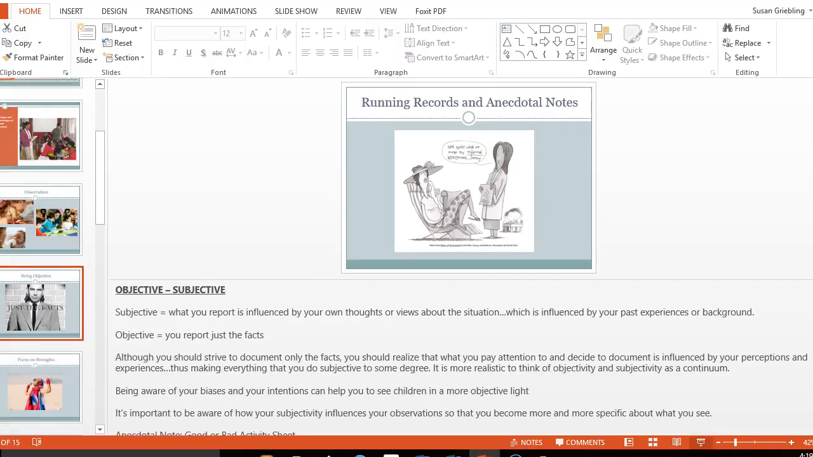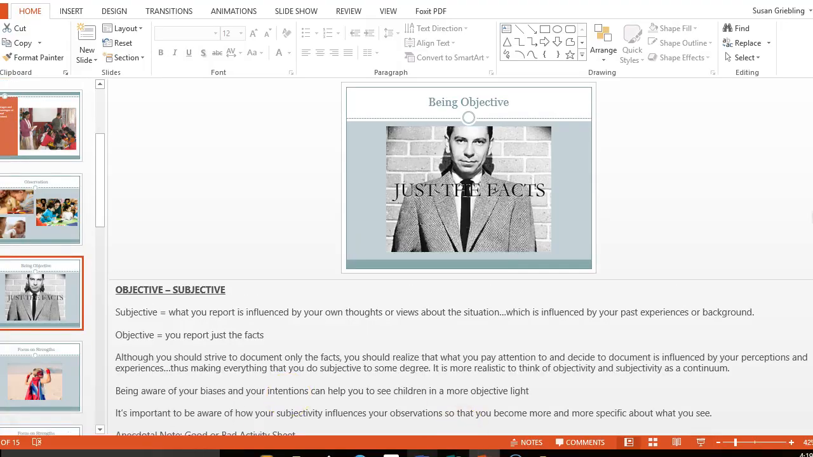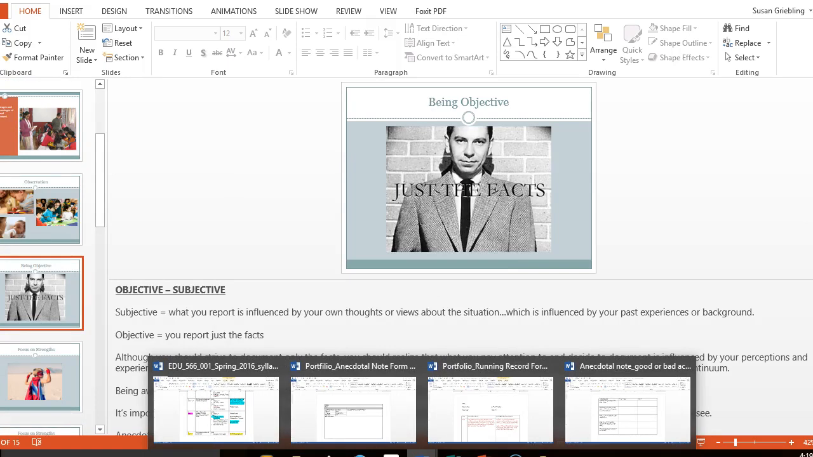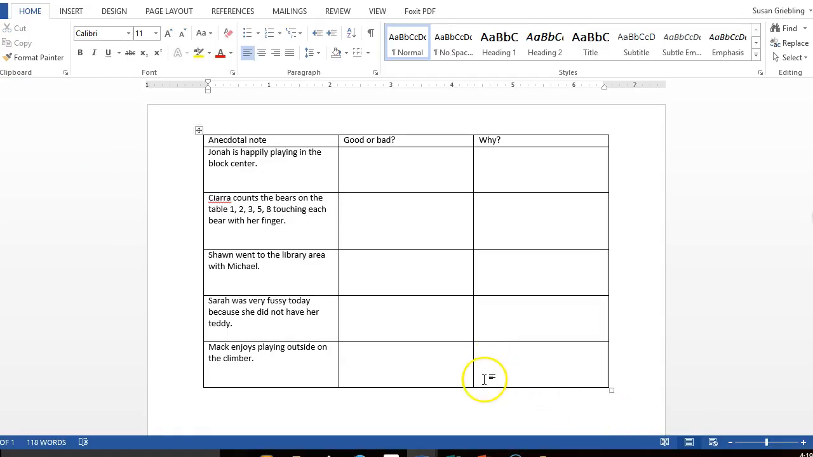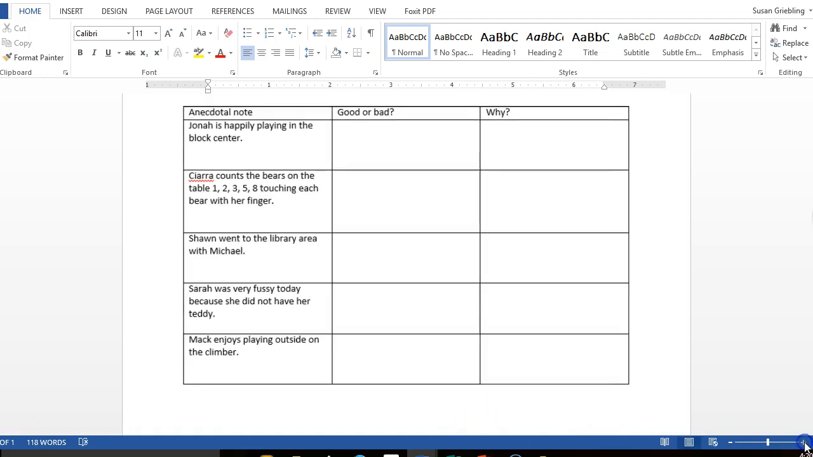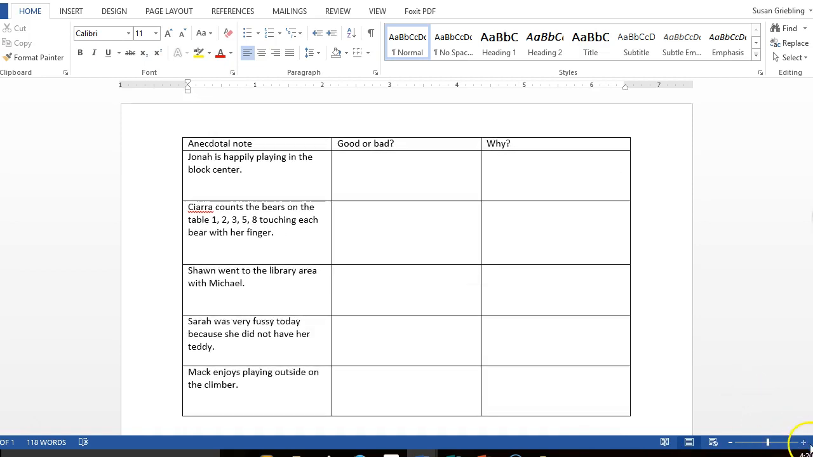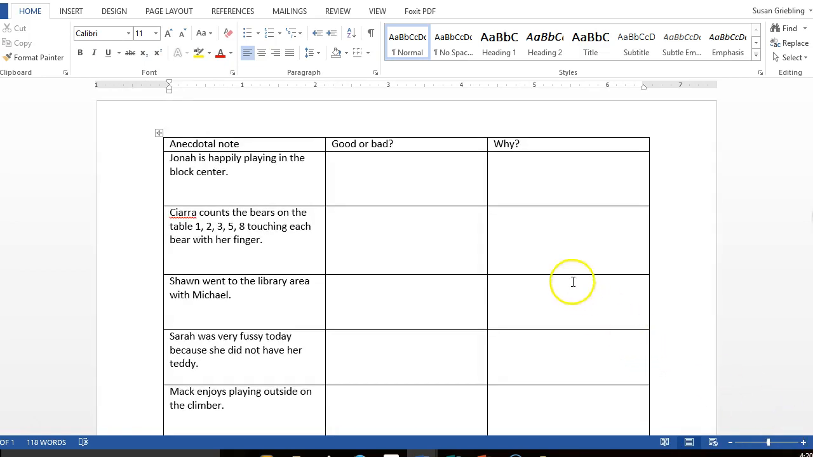So we're going to stop the PowerPoint for a minute and take a look at this sheet here. We're going to try to decide if each one is an objective note or a subjective note. The first one says that Jonah is playing happily in the block center. So what do you think? Is that objective? Is it a good anecdotal note, or is it a bad, subjective anecdotal note?